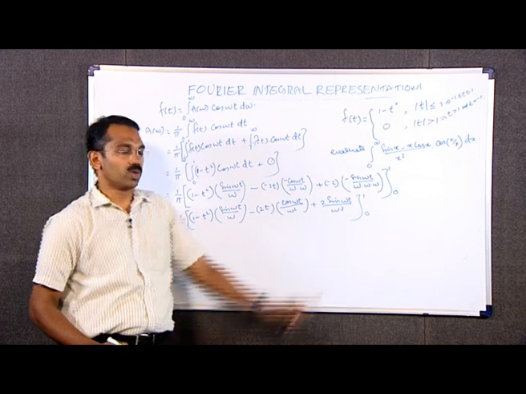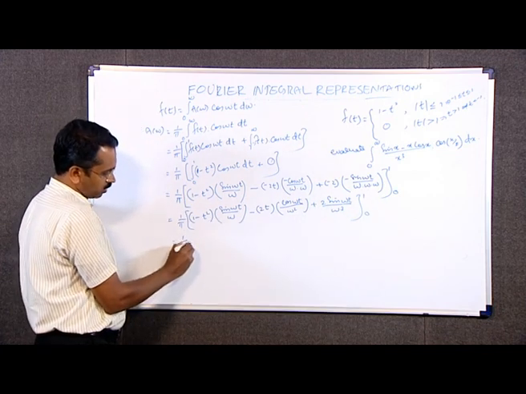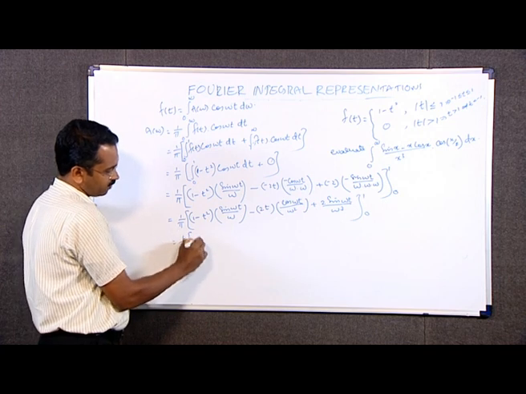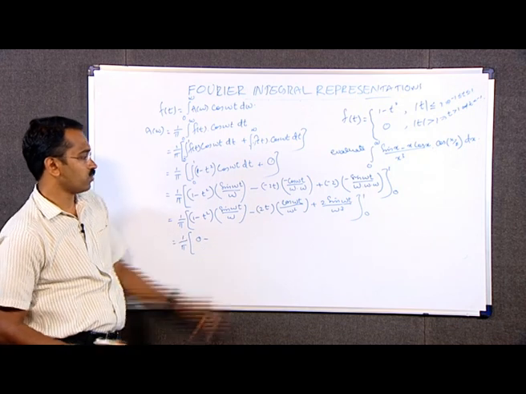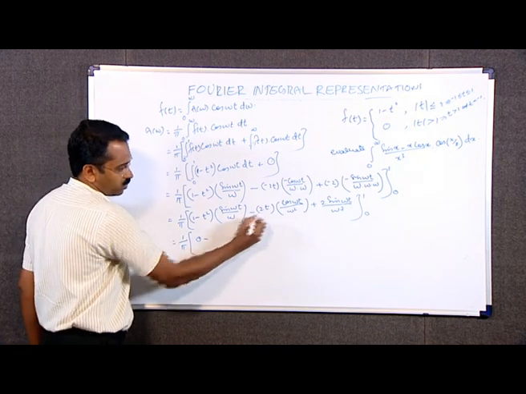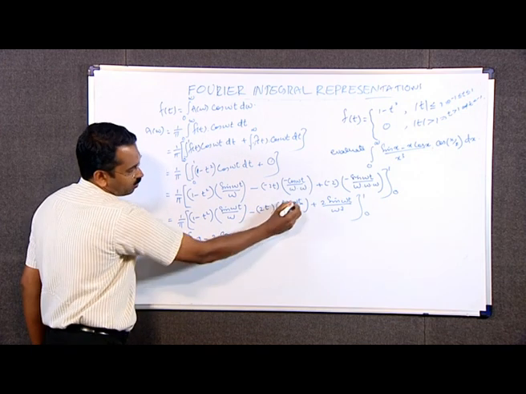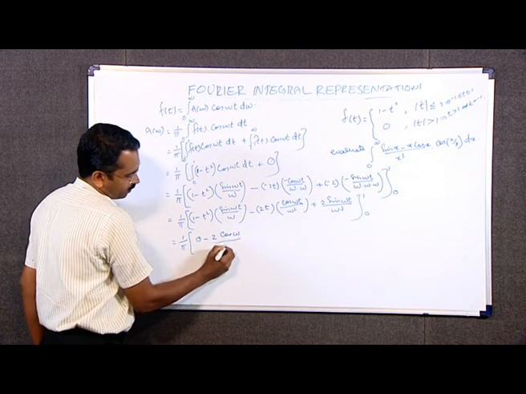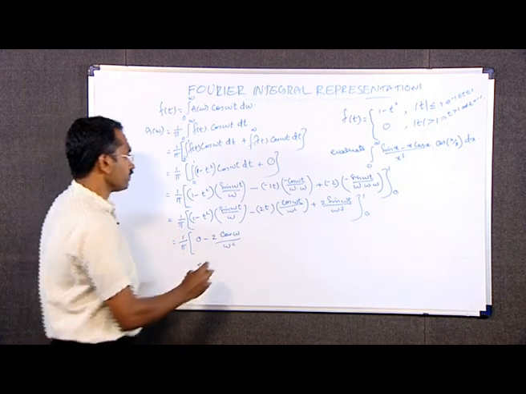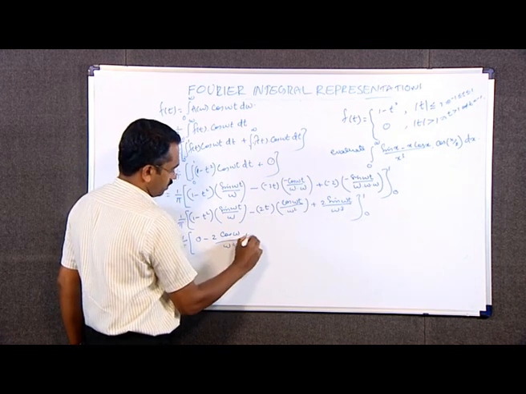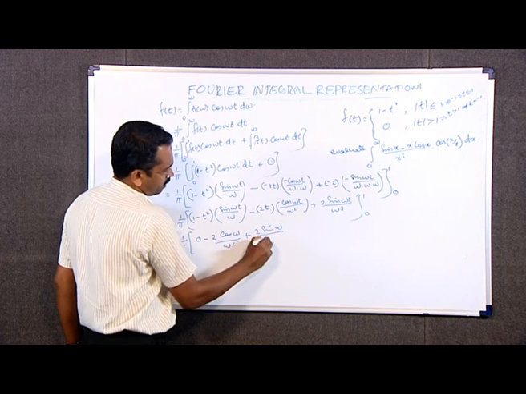When t is equal to 1, this term will become 0. Therefore, this is equal to 1 by pi into, this is 0, minus, when t equal to 1, this is 2. 2 into 1 means 2 cos omega 1 divided by omega square plus 2 sin omega divided by omega cube.